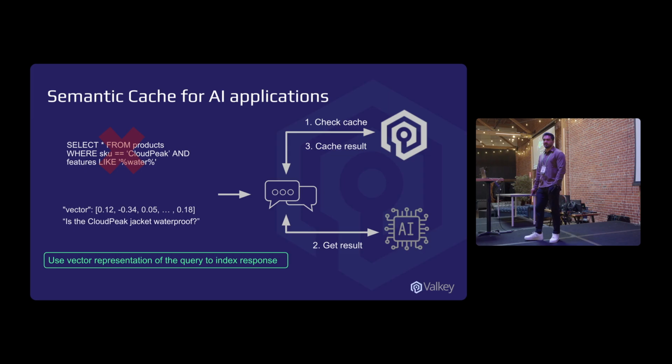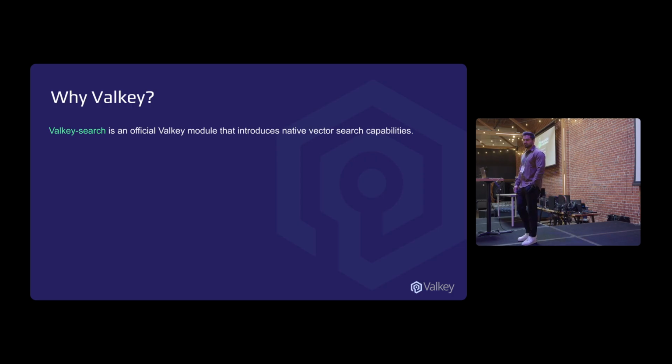All of this is well and good, but why should you use Valkey? Many people here are aware of the Valkey search project. Okay, I see a few hands, and when talking to a few of you, I did realize that this might be new to some of you. So Valkey search introduces native vector search capabilities on Valkey, and there are a couple of different capabilities that make it well suited for semantic caching.